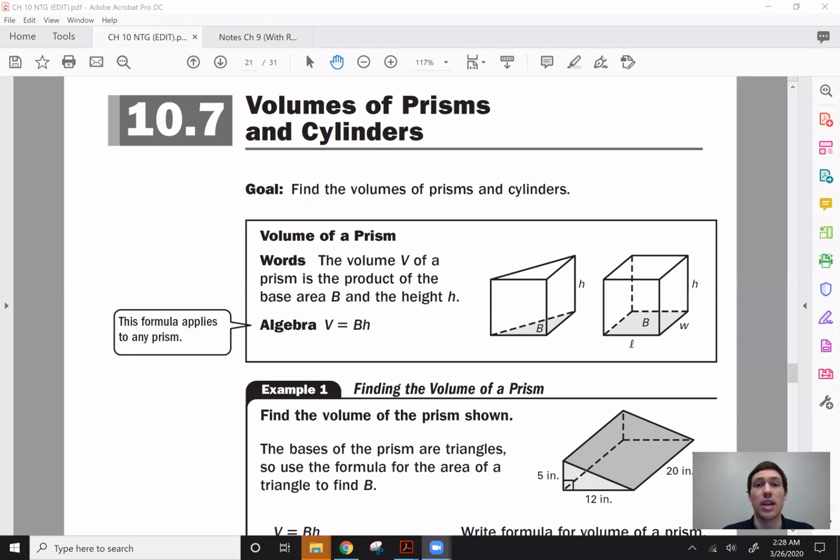All right, welcome back to 10.7, volumes of prisms and cylinders. So this time, instead of doing area and surface area like we've been doing, now we're stepping up our game and we're doing volumes of prisms and cylinders in this case.